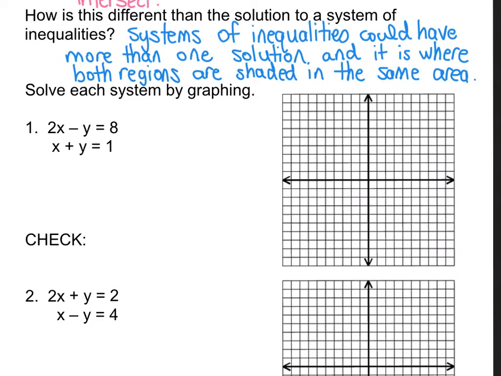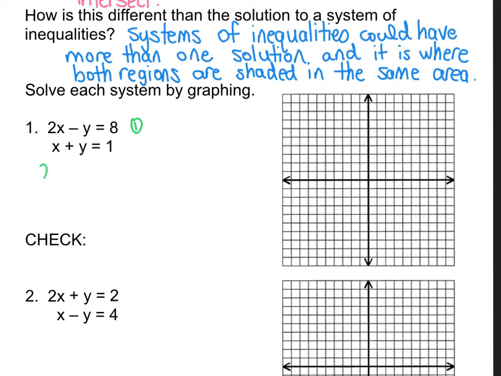So let's look at number one. First thing you should see is that both of these equations are in standard form, so we're going to have to change them to slope-intercept form so that we can graph them. So I'm going to make this one the first equation, and I'm going to make it green just so we can keep up with that equation.